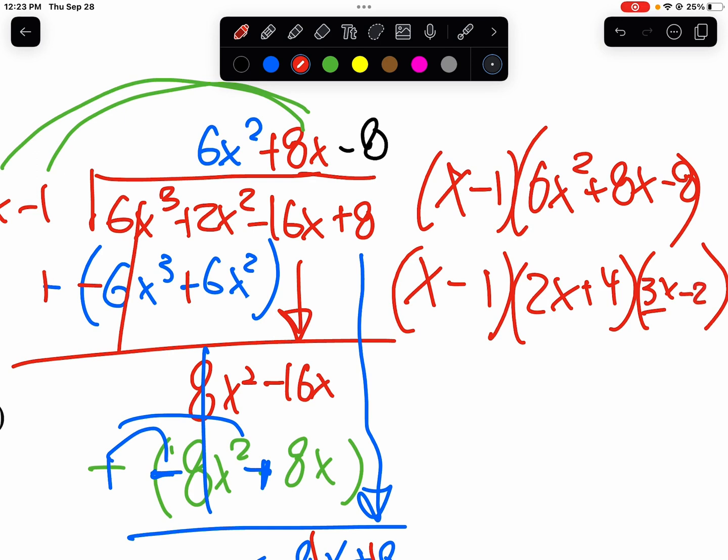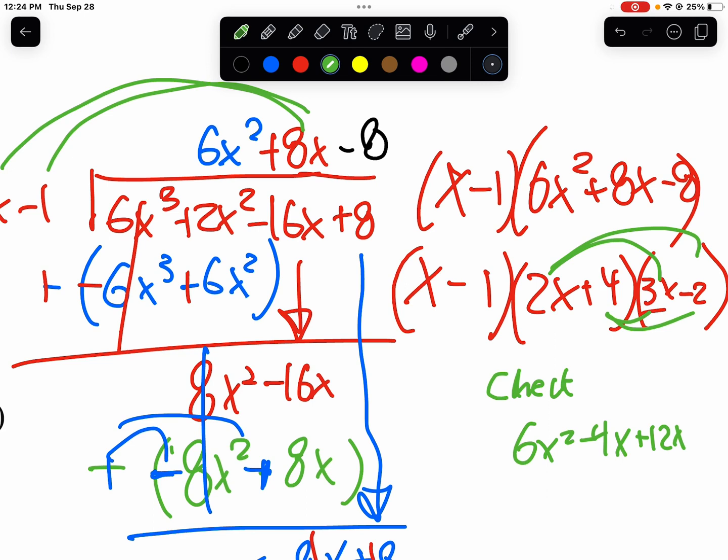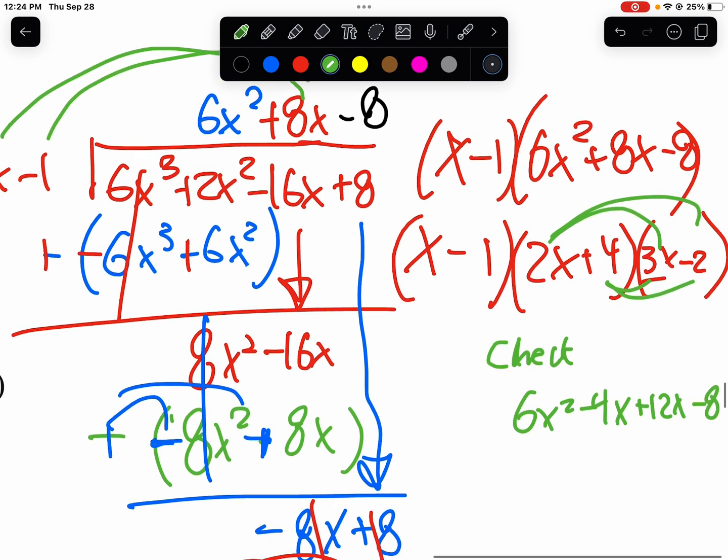When I distribute, if I want to check this, all I have to do is 2x times 3x is going to give me 6x squared. 2x times negative 2 is negative 4x. 4 times 3x is going to give me 12x. 4 times negative 2 is negative 8. When I add the middle terms together, I get 6x squared plus 8x minus 8, which does in fact work.